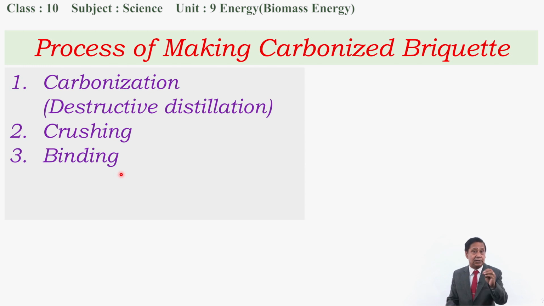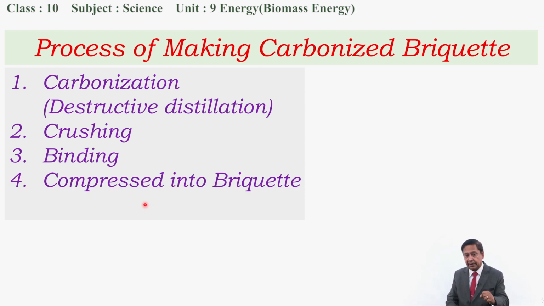The binding material may be molasses, or it may be clay, or it may be the starch of a plant. Starch of yam can also be used. We can mix this binding material with the charcoal to form the briquette. But before giving it a definite shape, we have to compress it, and only then does the briquette form. That's why when this mixture is compressed, it forms a briquette. A definite shape can be made.